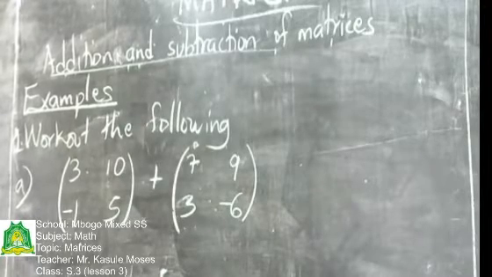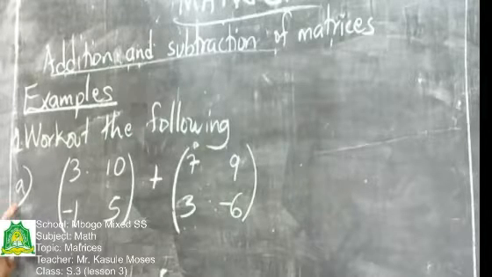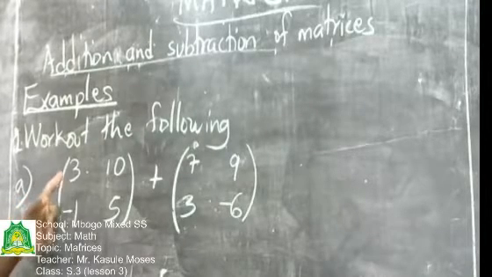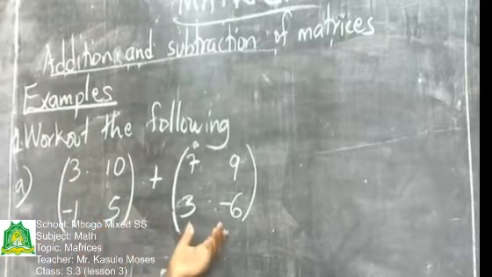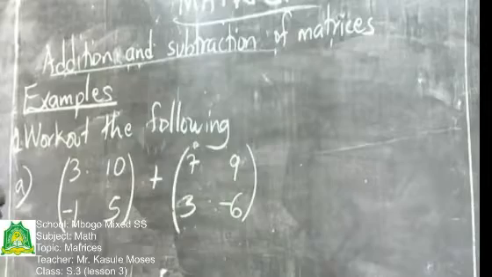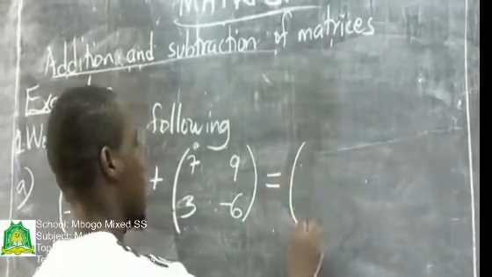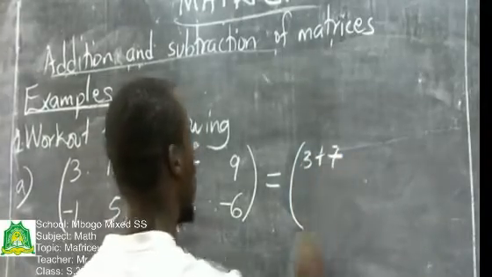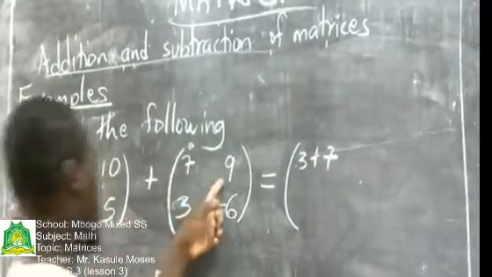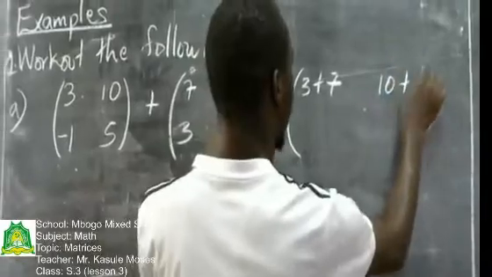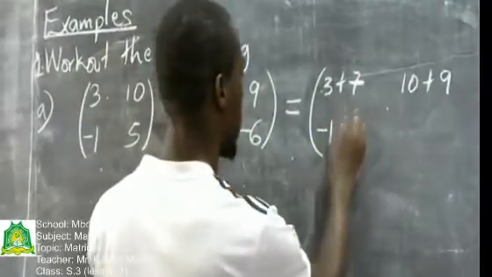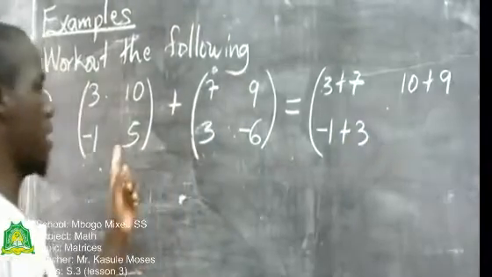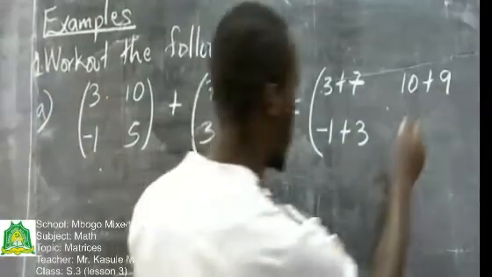Work out the following. Example 1, part A, we have a matrix being added onto another matrix. The 3 corresponds to 7, so I add 3 plus 7. Then 10 corresponds to 9, I add 10 plus 9. The negative 1 corresponds to 3, negative 1 plus 3. Then 5 corresponds to negative 6.